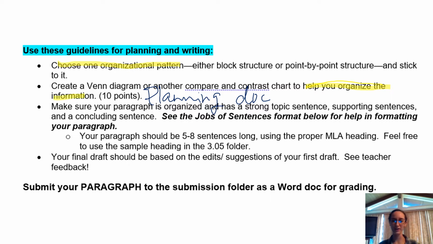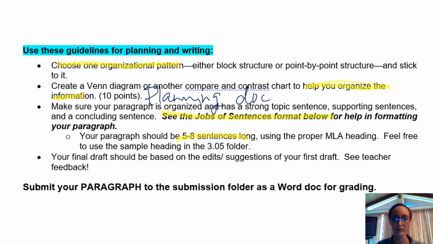Make sure your paragraph is organized and has a strong topic sentence, supporting sentences, and a concluding sentence. See the jobs of sentences format below for help in writing the format of your paper. And we'll also go over that in this video. Your paragraph should be 5 to 8 sentences long using the proper MLA heading. Feel free to use the sample headings in the 3.5 folder.